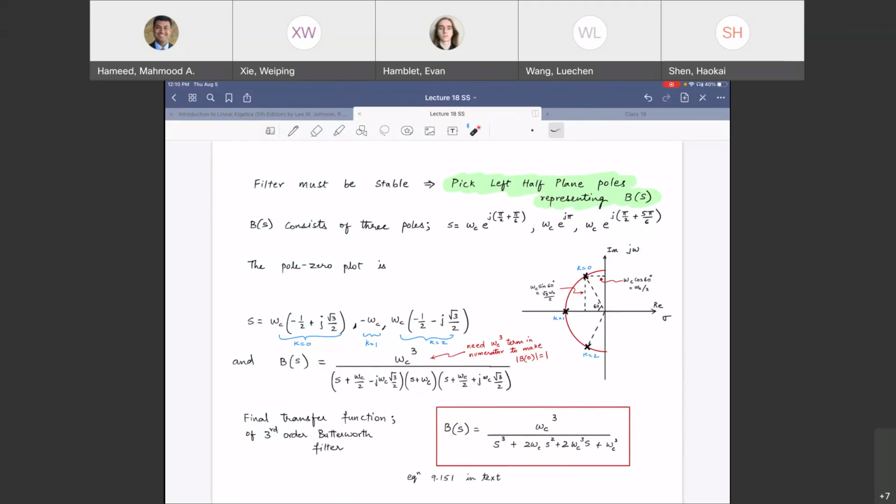How many lectures left? So I think I have three lectures. We have Monday, Thursday of next week, and then Monday of the following week. Right. So we have 3 lectures. Everything about poles zeros.